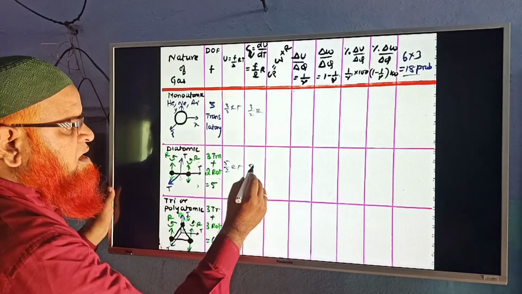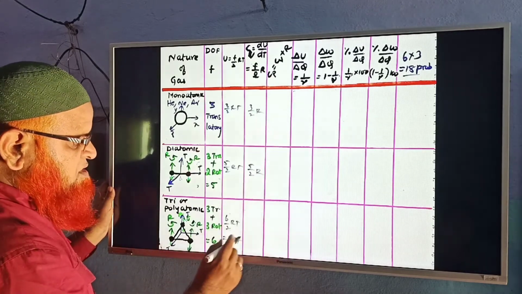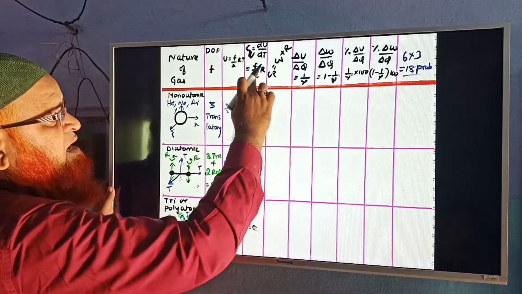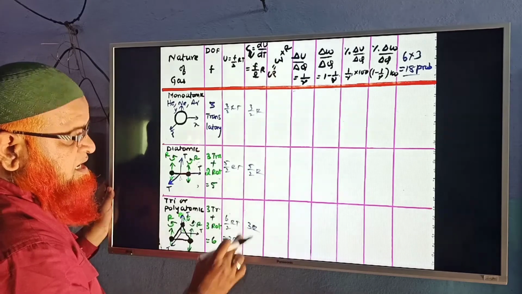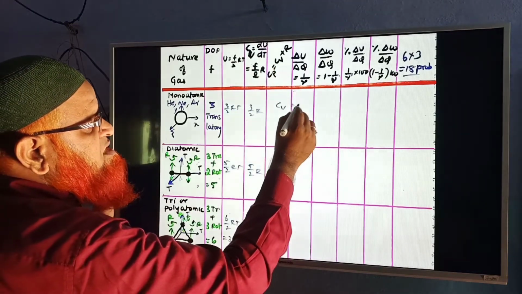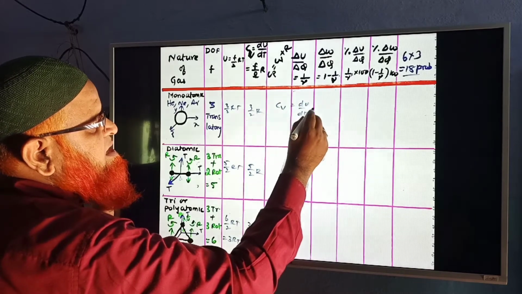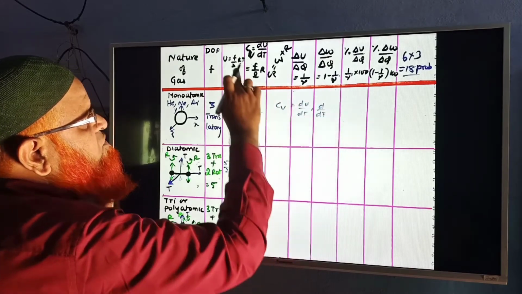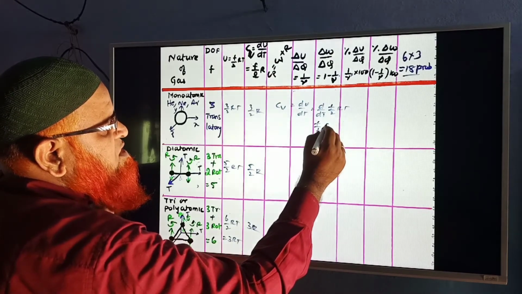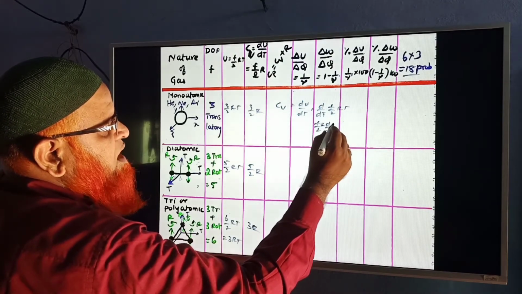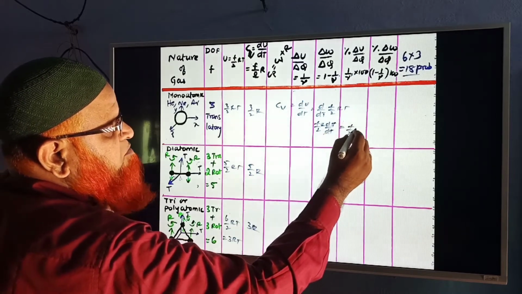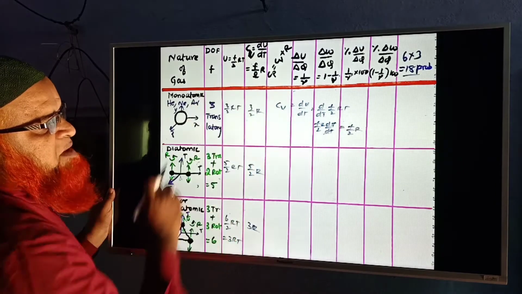Here this is going to be 5 by 2 R, and this is going to be 3 R. That's it, because here dT and T get cancelled. If you want, I will show you here. Because Cv is equal to dU by dT, so d by dT of U, which is equal to f by 2 RT. So f by 2 into R, dT by dT gets cancelled. So what is left here? f by 2 R is left.